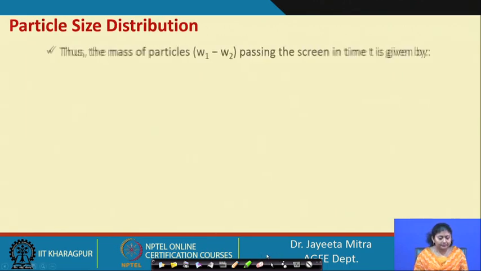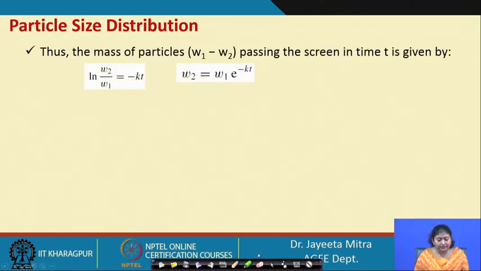So, the mass of a particle, if we consider in this fashion, that is W1 is the mass retained on a particular size of screen or sieve at an instant when t equal to 0, and after time t the mass is reduced to W2. Okay. So, the mass which has already passed through will be W1 minus W2, which is passing the screen at any time.